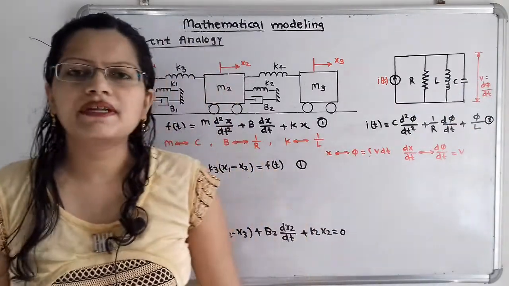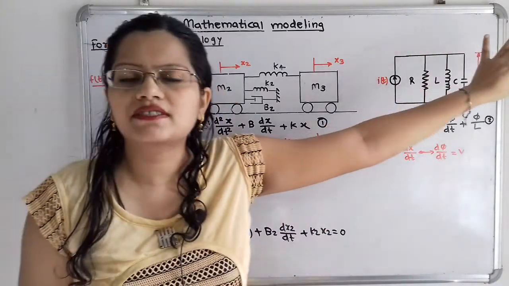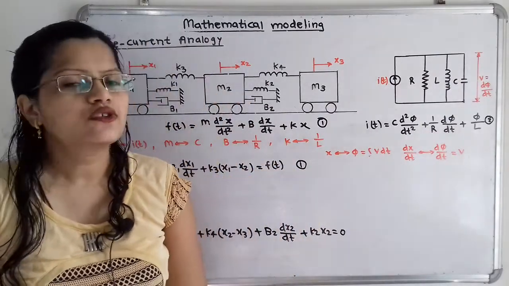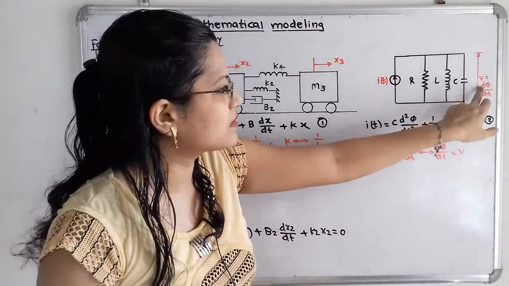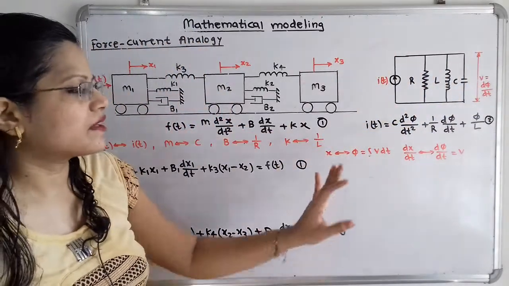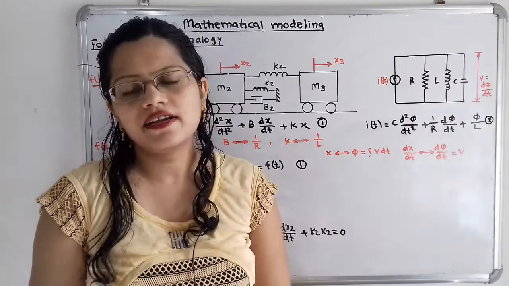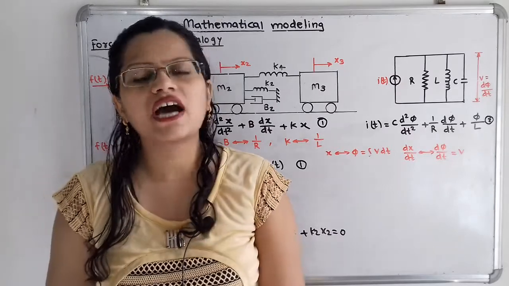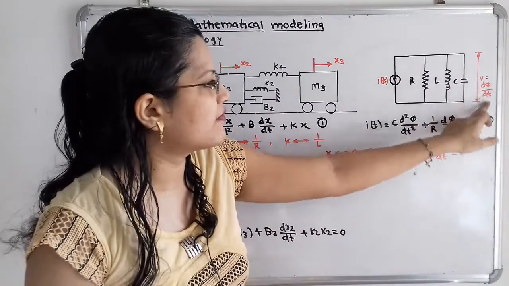When these elements are parallel to each other, the voltage across them remains the same, and that is V. How can we define this voltage? Voltage is nothing but the rate of change of flux, that is d phi by dt. So this is the electrical network. Now we have to write one equation for it. I of t is the input and V, the voltage, is the output, and voltage is the rate of change of flux, d phi by dt.